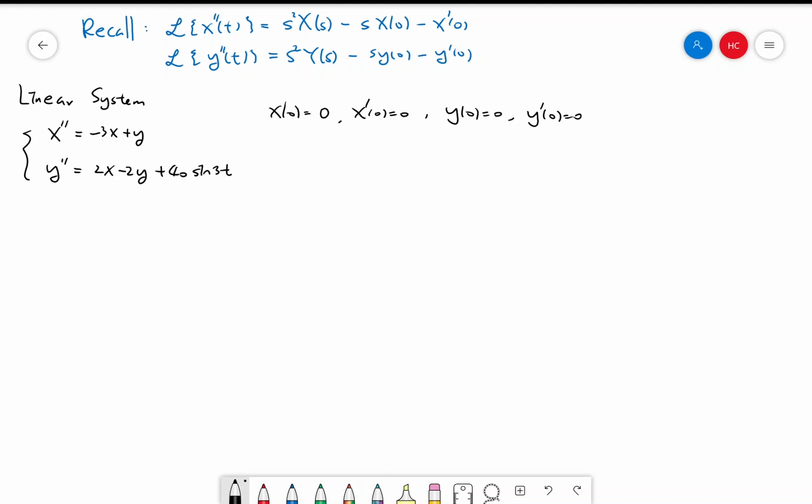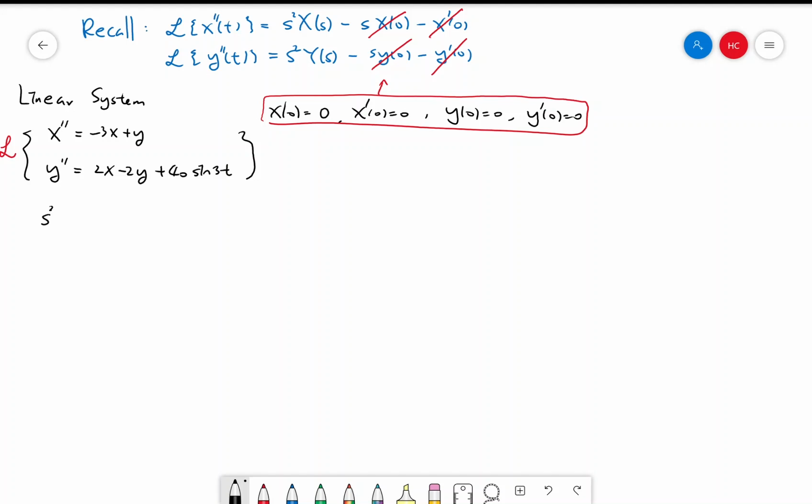Because all the initial values are 0, it makes the Laplace transforms easier, since all these terms go away. The first step to solve this linear system is to take the Laplace transform of the whole thing. So we get the Laplace transform of x double prime, which is s squared times X of s, equals negative 3 times capital X plus capital Y, and s squared times capital Y equals 2 capital X minus 2 capital Y plus 40 times the Laplace transform of sine 3t. If you look up, this is equal to 3 over s squared plus 9 according to the table.